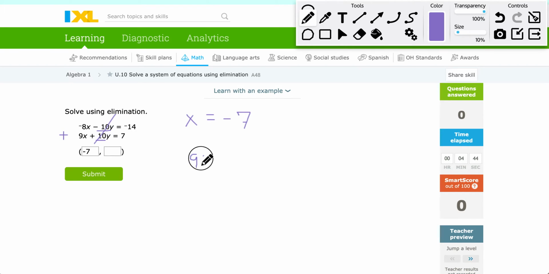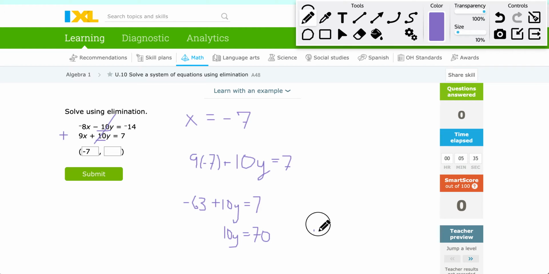I would have 9 times negative 7, and then I'm going to have plus 10y still, then equals 7. Maybe I should have used this one so the negatives cancel. That's all right. 9 times negative 7 is a negative 63. Still going to have plus 10y and equals 7. From here, if I add 63 to both sides, I'm going to end up with 70 on the other side, and then just 10y on the left. And then if I divide both sides by 10, I'm going to end up with y equals, well, 70 divided by 10 is 7. They actually are pretty similar here. One's negative, one's positive. So that would be my ordered pair.